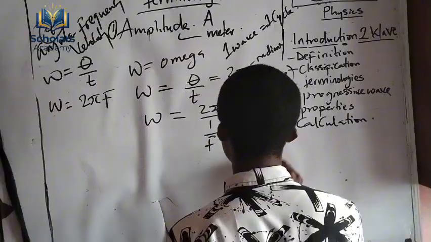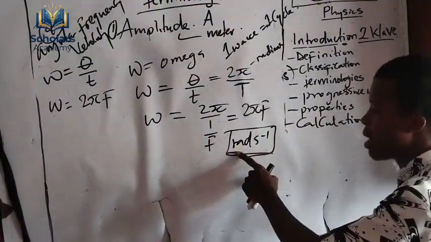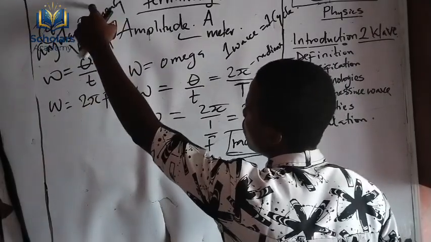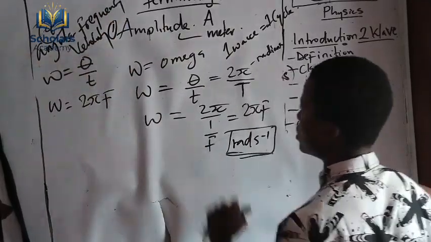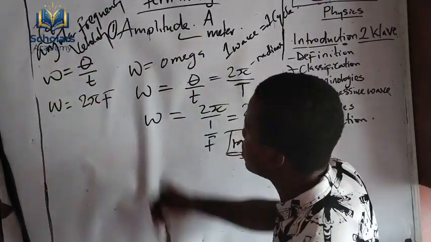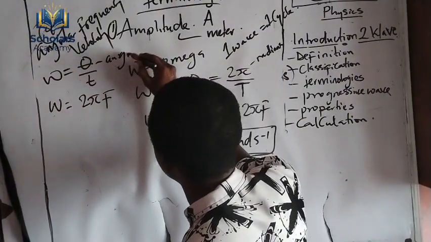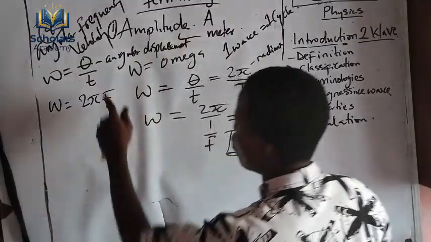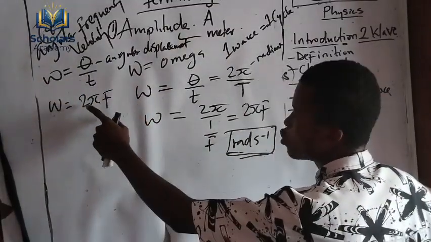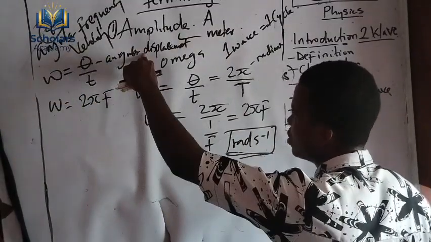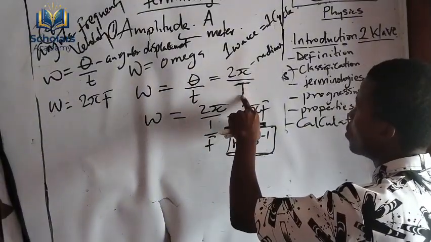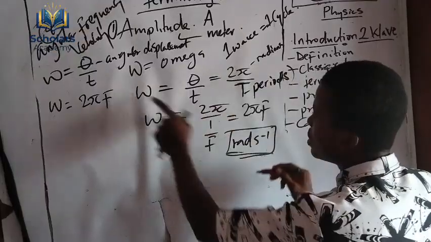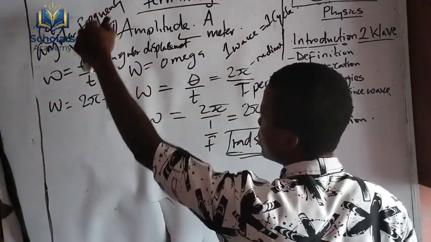Rad per second, that's the unit for omega. So this is everything about angular frequency or angular velocity. So we can have this angular displacement over time. We can also have this 2 pi f, where this f means frequency. Then we can also have 2 pi over T, where this capital letter T means period. So this is everything about angular frequency or velocity.